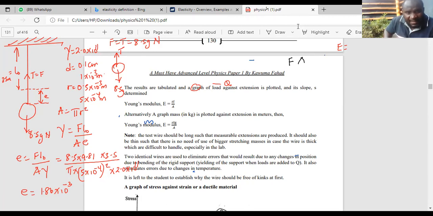Now, here Mr. Kauma said it is for a student to establish why the wire should be free from kinks at first. So who can think of why we have to remove the kinks? I told you one of the reasons why masses are added in the beginning, to remove any kinks. Why do we remove the kinks first? Can someone give me an explanation? You will see that if those kinks are not removed, they will alter the values of the extensions produced. So you have to make sure that the kinks are no more. Then you can go ahead and attach your masses so that you get the correct extension readings.